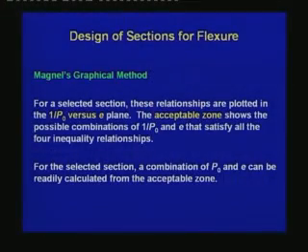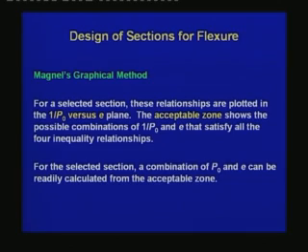These four inequality relationships are then plotted in the 1 by P versus E plane to get the graphical representation of the four inequality relationships. For a selected section, these relationships are plotted in the 1 by P0 versus E plane. The acceptable zone shows the possible combinations of 1 by P0 and E that satisfy all the 4 inequality relationships. For the selected section, a combination of P0 and E can be readily calculated from the acceptable zone.